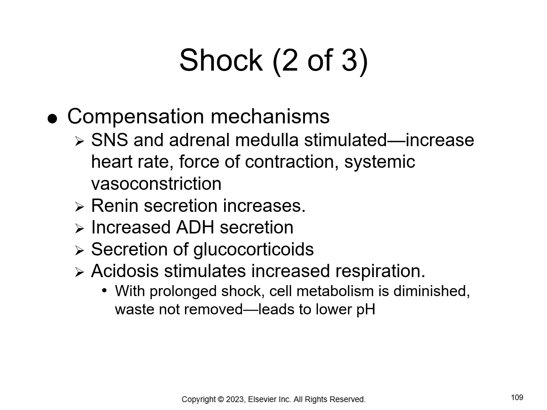The body will also increase the secretion of antidiuretic hormone. That will allow us to conserve fluid. So it will promote reabsorption of water from the kidneys to increase the blood volume, and it will also act as a vasoconstrictor. Glucocorticoids would be secreted to help stabilize the vascular system. The acidosis in the body is going to stimulate our respirations and increase the oxygen and reduce the carbon dioxide level.